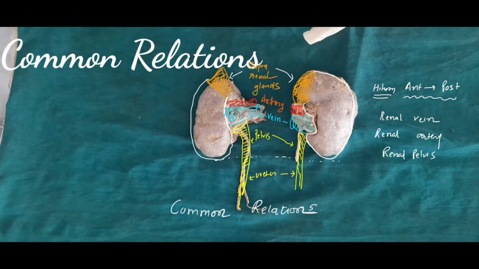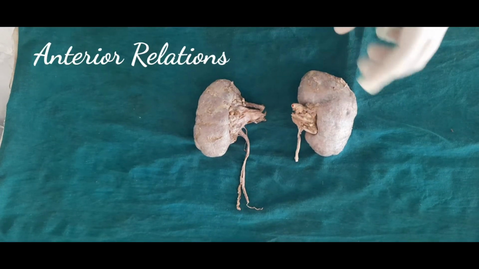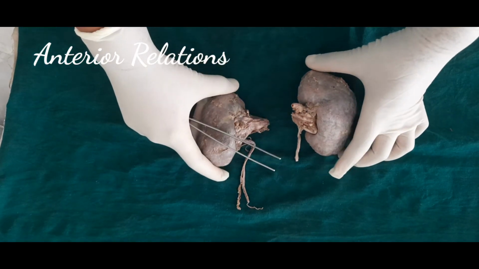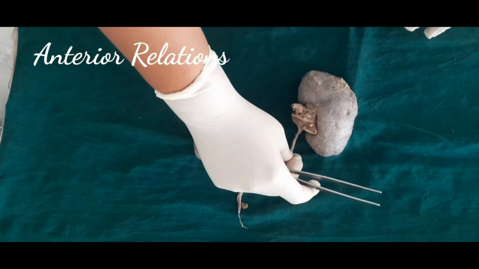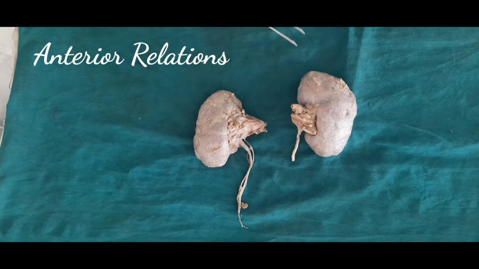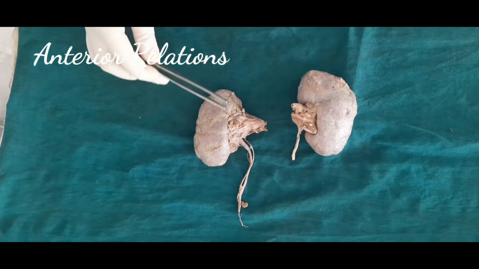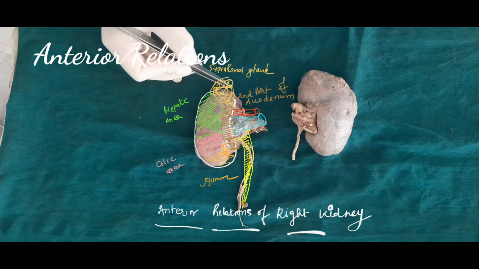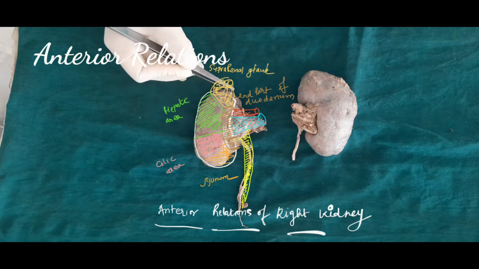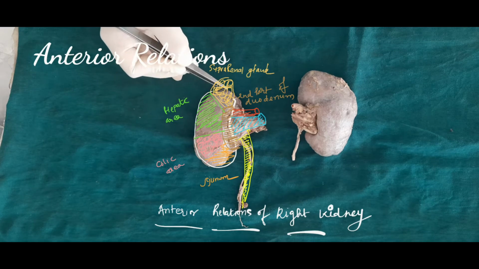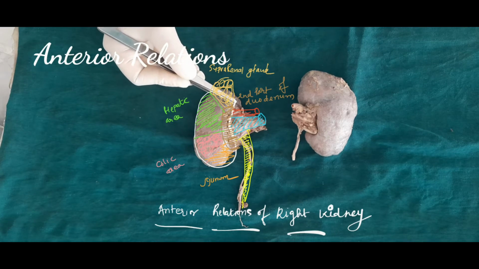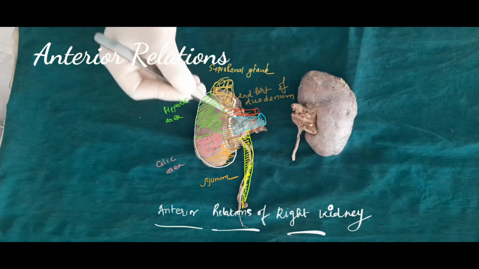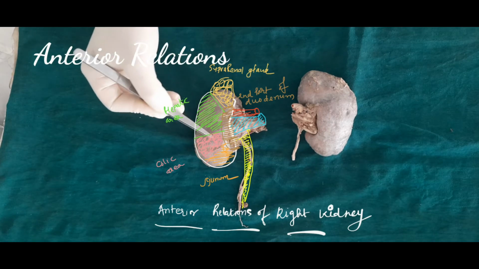Now let us see the anterior relations of both the kidneys one by one. The anterior relations of both the kidneys are different for the right and left. So first of all, the right kidney. Right kidney anteriorly, this area is the suprarenal area. It is related with the right suprarenal gland. Just below it, this is the hepatic area, related with the liver.